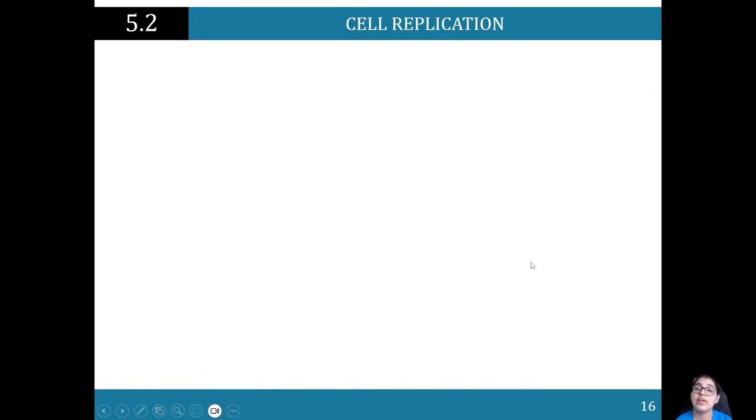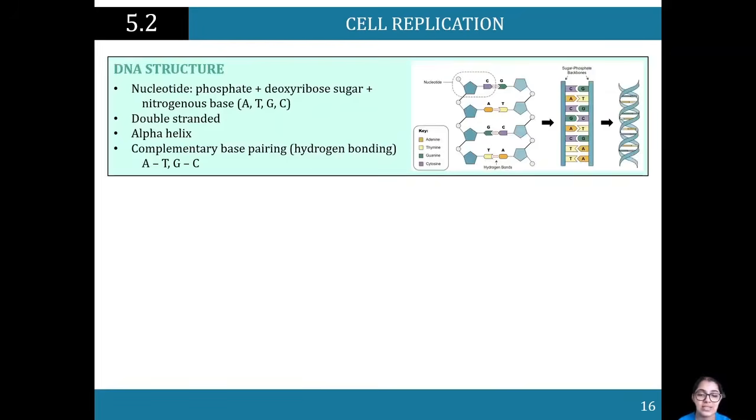So again, if you have any questions, please don't hesitate to ask. Let's have a look now at cell replication. Let's begin by talking about the DNA structure. So essentially, remember, DNA is based on the Watson and Crick model. These are some key terms to remember.